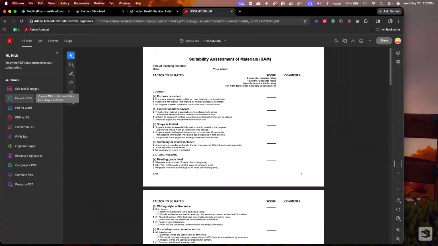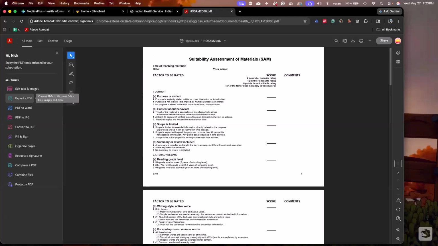This is the SAM, the Suitability Assessment of Materials, which is an instrument that offers a systematic method to objectively assess health information materials in a short period of time. SAM scores materials in 6 categories: content, literacy demand, graphics, layout and typography, learning stimulation and motivation, and cultural appropriateness. Within these categories, SAM lists different factors, and for each factor, SAM has a scoring guide. This takes the subjectivity and guesswork out of assessing written communication materials.